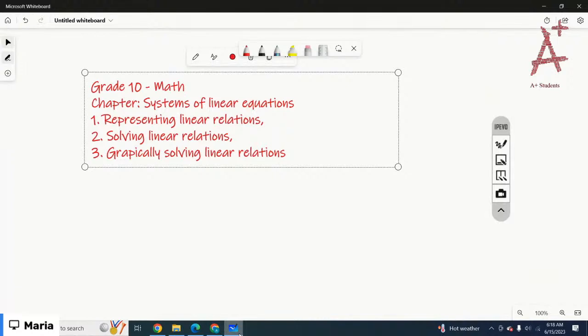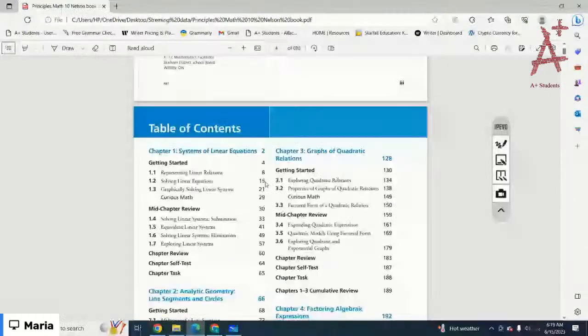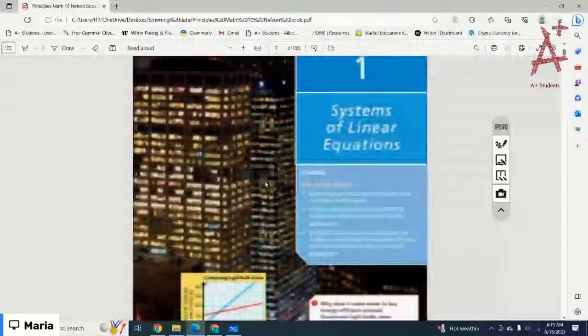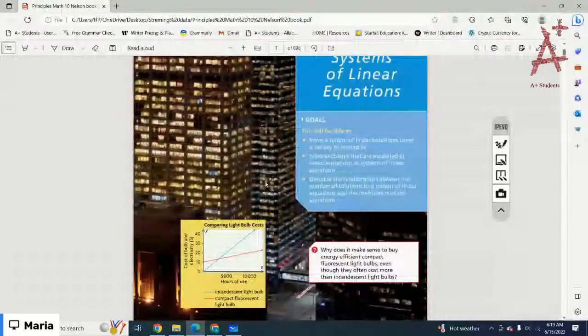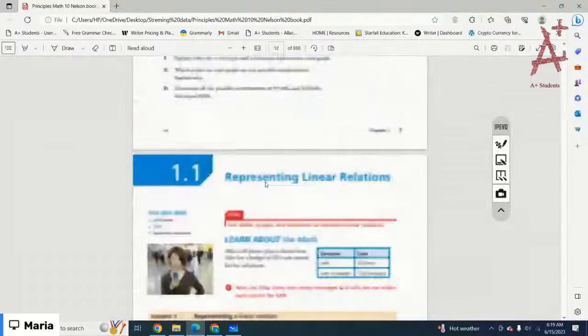We're going to start with the book Principles of Mathematics grade 10. We're going to start with the very first chapter, systems of linear equations. Here it is. So the first lesson is representing linear relations.